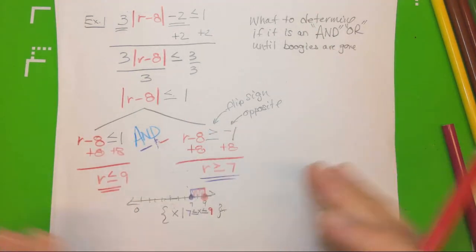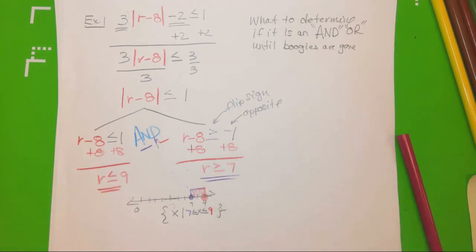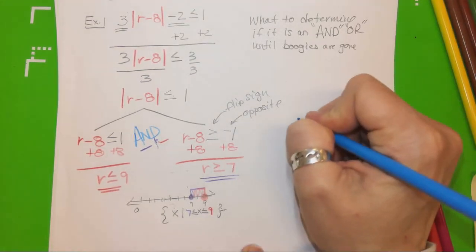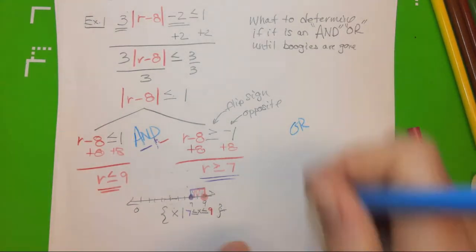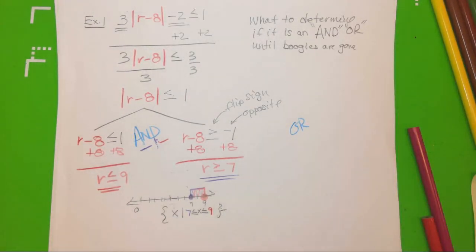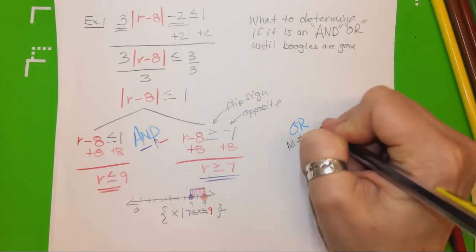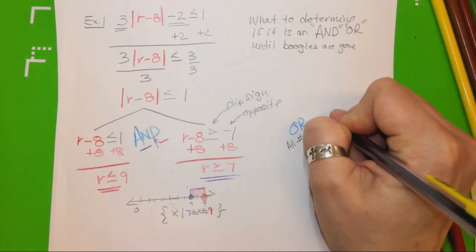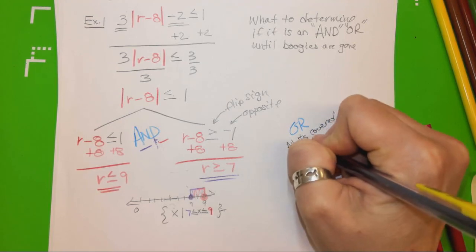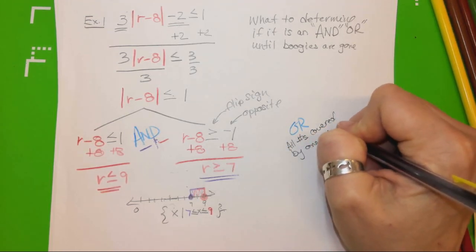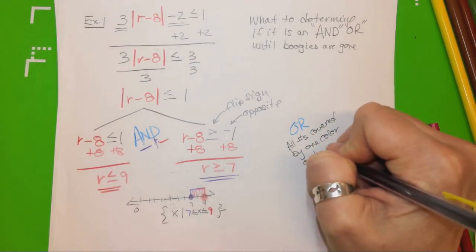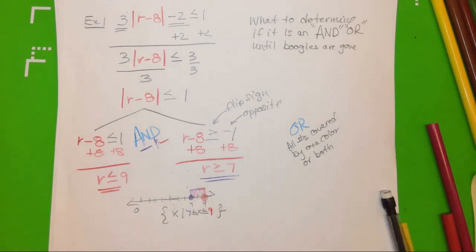If it's an or situation, it's going to be one or the other. And so wherever one of the colors is, an or would be all numbers covered by one color or both. All it has to have is at least one color, and then it is good.